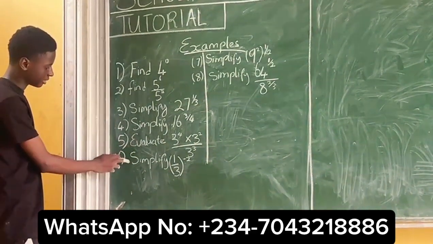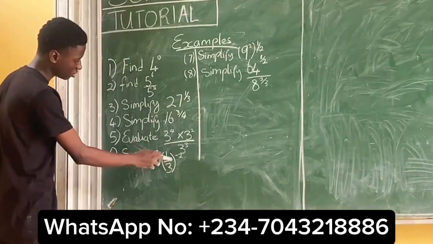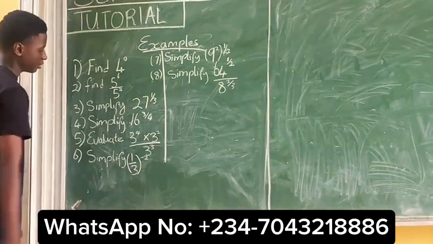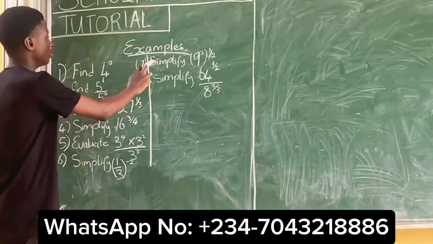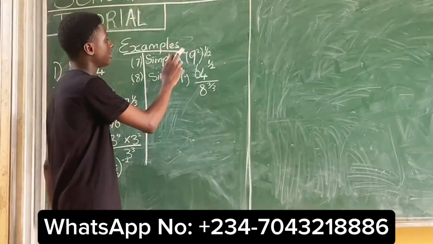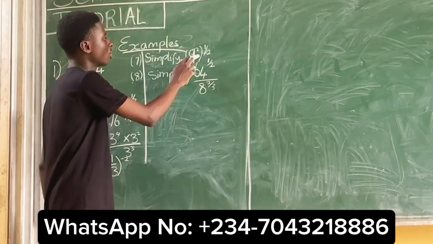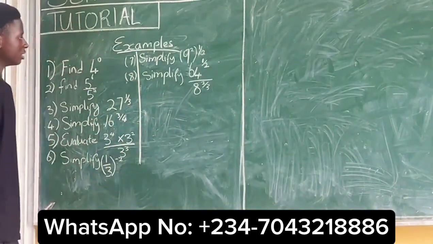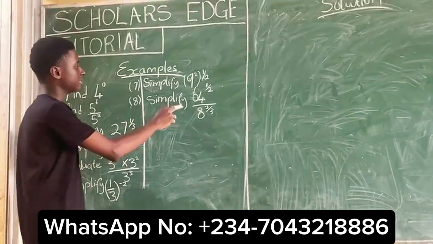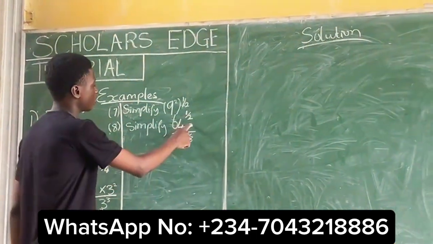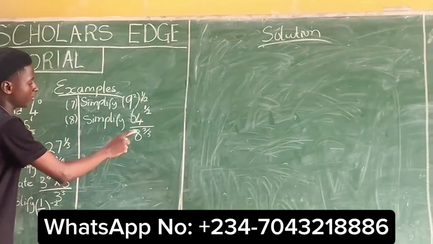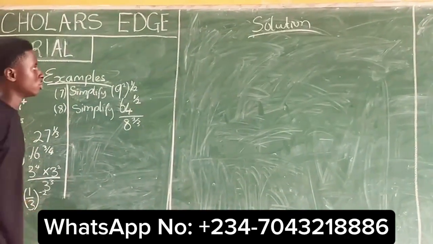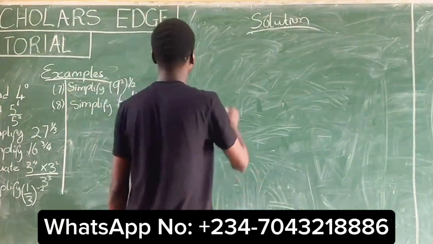And number 6, simplify 1 over 3 to the power of minus 2. Number 7, simplify 9 to the power of 2 all raised to the power of 1 over 2. And then the last one on the list, simplify 64 to the power of 1 over 2 divided by 8 to the power of 2 over 3. So let's start with number 1.